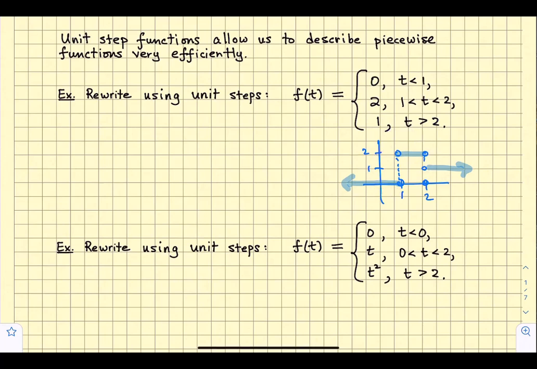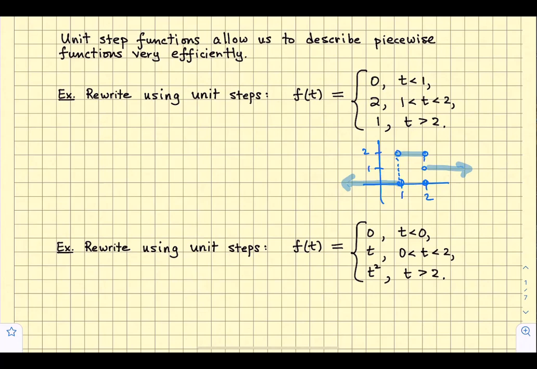Just think of this as reading it from left to right. It's a function or a signal that is 0 until you get to t equals 1. At t equals 1, it jumps up to 2. It stays at the value of 2 until you get to t equals 2, and then it jumps down to the value of 1, and it stays at 1 forevermore.